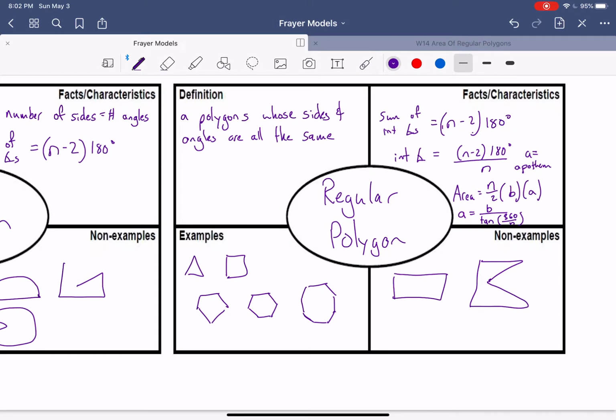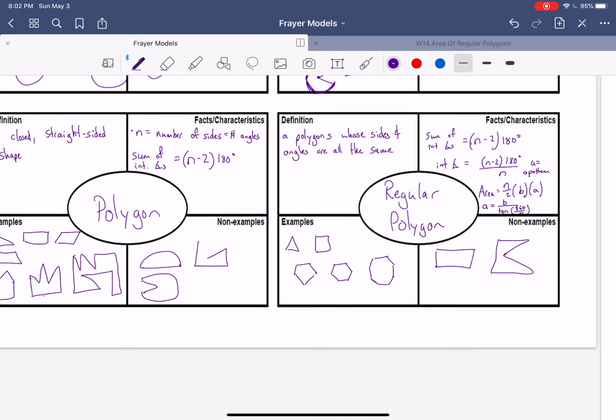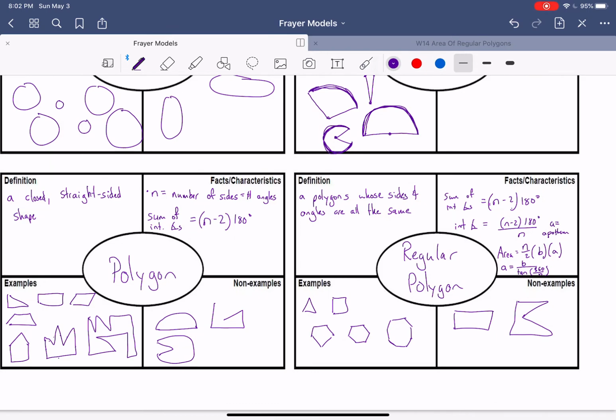All right, so that wraps up our unit. Again, in this optional video, if you wanted to find the area of a regular polygon, we can either measure or be given the apothem, or we have to use trig to find it, which is that last formula down there in regular polygon.